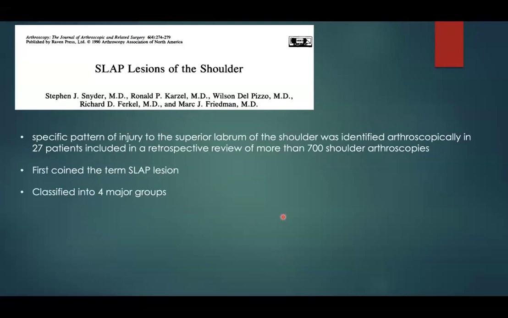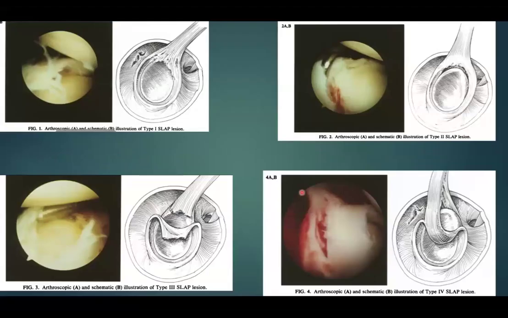A specific pattern of injury of the superior labrum of the shoulder was identified arthroscopically in 27 patients, included in a retrospective case of more than 700 shoulders. Snyder first coined the term SLAP lesion, classified into four major groups. Type 1, the superior labrum had marked fraying with degenerative appearance, but the peripheral edge remains firmly attached to the glenoid.